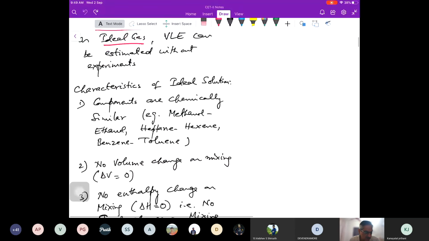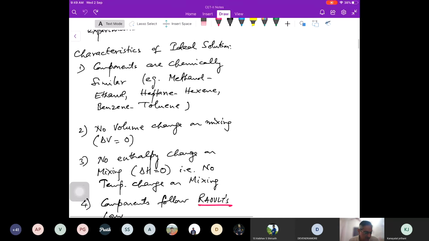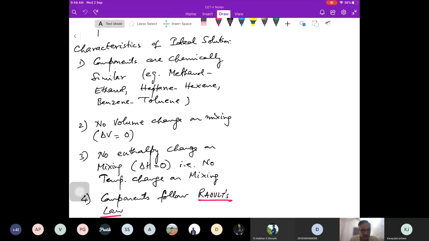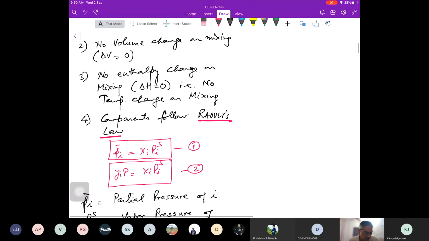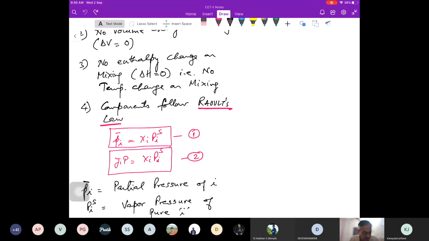So the characteristic of an ideal solution is that the chemicals are similar, right? Methanol, ethanol, heptane, hexane, solutions like these are ideal solutions. Then we have seen that by definition, in an ideal solution there is no volume change on mixing, that means delta V is equal to 0. No enthalpy change on mixing, we have seen this also, that means delta H is equal to 0. And the components follow Raoult's law. We have seen this also, right? So Pi bar is equal to Xi PiS. That means Pi bar is nothing but Yi into total pressure is equal to Xi PiS.